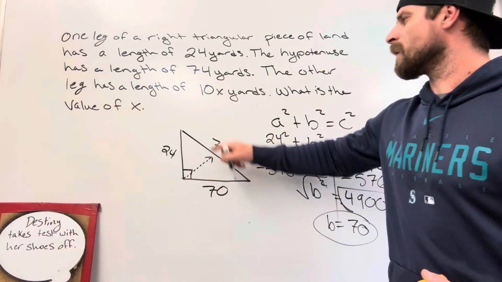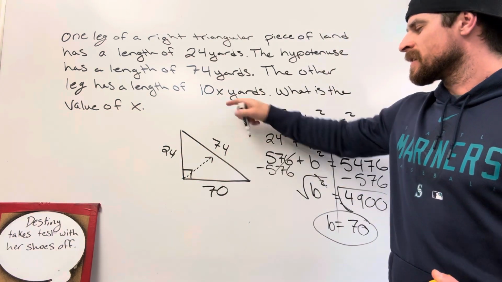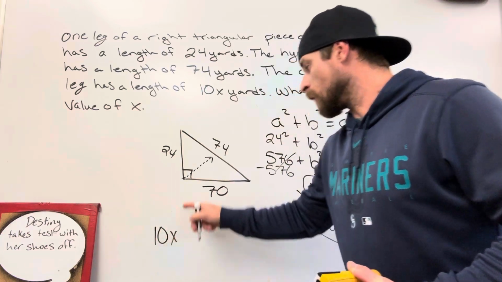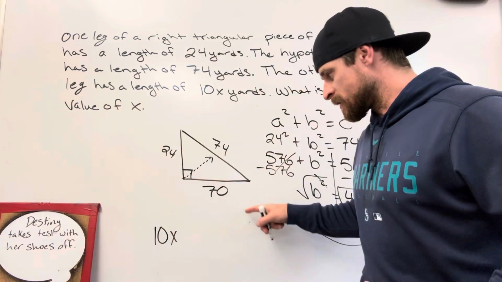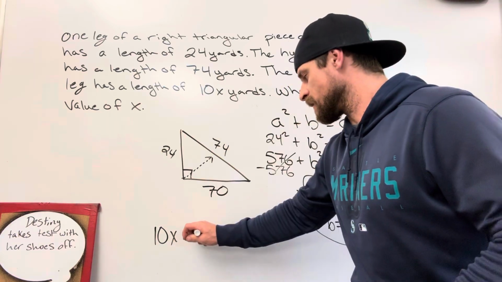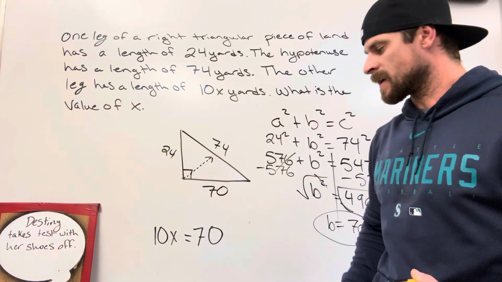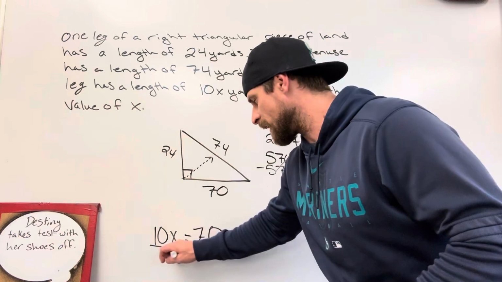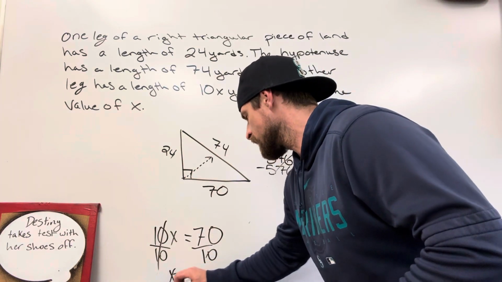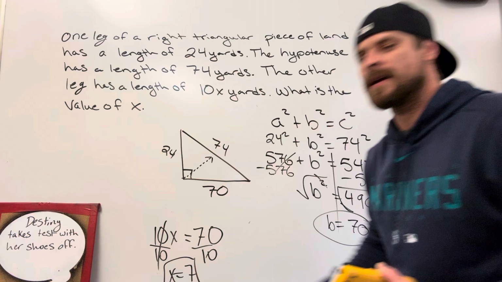But remember, we want to figure out what x is. So we have one more step to go. We need to say 10x was this side. Since we found this side is equal to 70, we can say 10x is equal to 70. And then we can solve for x by dividing by 10. Dividing by 10, x would be a 7 in this problem.